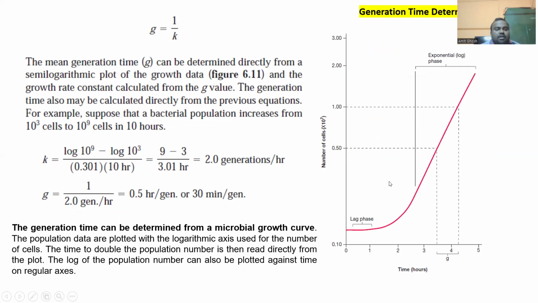So that means the mean generation time G can be determined directly from a semi-logarithmic plot of the growth curve. Here we can see the semi-logarithmic plot of the growth curve, and the growth rate constant calculated from the G value. How can we calculate this growth rate constant from the G value? Here is an example. The generation time can also be calculated directly from the previous equations.